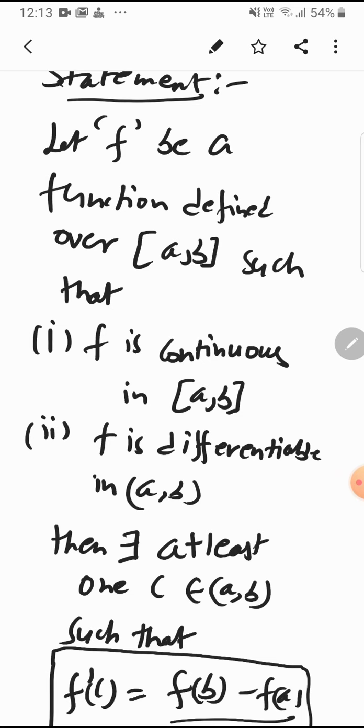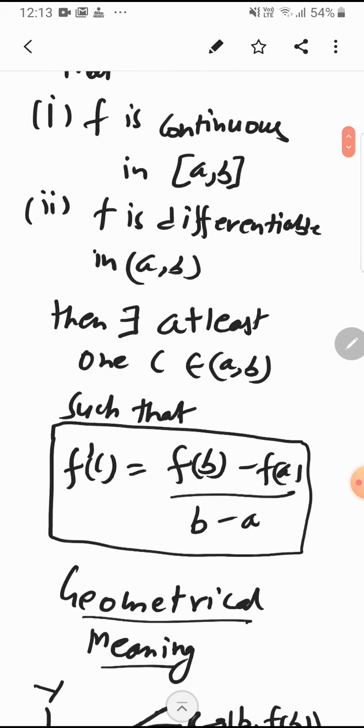So if the two conditions are satisfied, then there exists at least one c belonging to the open interval a comma b such that f dash c is equal to f of b minus f of a over b minus a. In Rolle's theorem it was f dash c equal to 0, whereas here f dash c is not 0. It is equal to f of b minus f of a over b minus a.